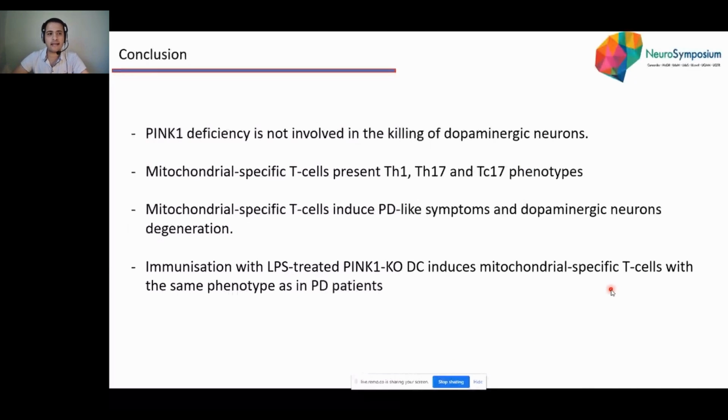And finally, we can conclude that BINK1 deficiency is not involved in the killing of dopaminergic neurons. In other terms, whenever the mitochondrial-specific T cell is established, the genotype has less significance in this story. Mitochondrial-specific T cells present in Th1, Th17, and TC17 phenotypes. Mitochondrial-specific T cells induced BD-like symptoms and dopaminergic neuron degeneration. And immunization with LPS-treated BINK-KO DC induced mitochondrial-specific T cells with the same phenotype that had been seen in BD patients.